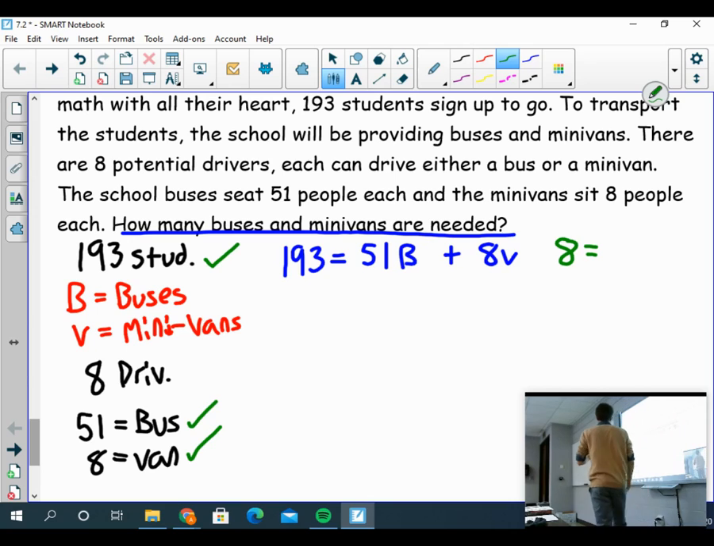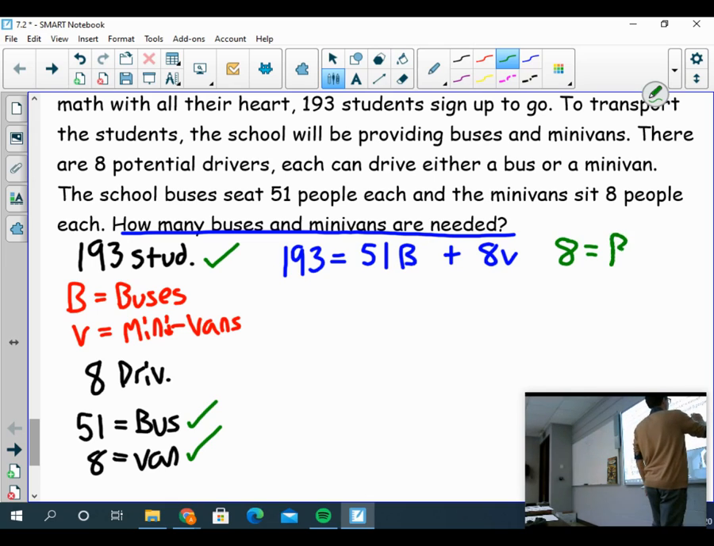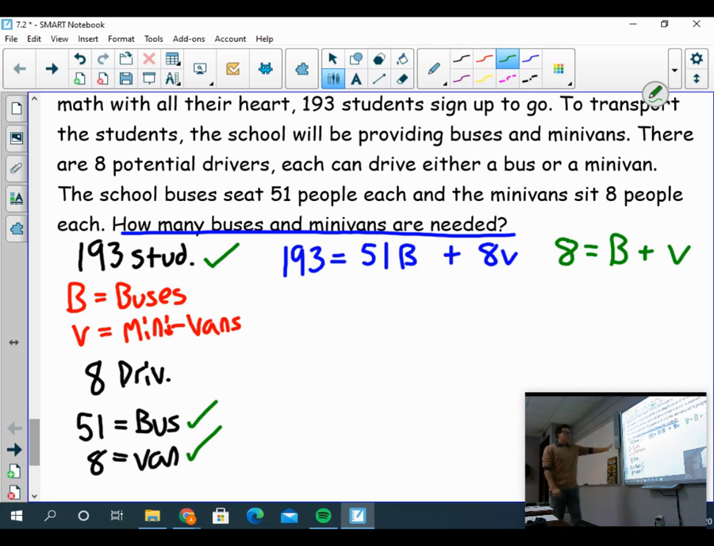Again, how are these 8 drivers going to be broken up? Well, some are driving buses, some are driving minivans. They can't drive both, so we have to break them up. These are our 2 equations we're going to solve. For now, we can go ahead and set up our substitution and solve the problem.